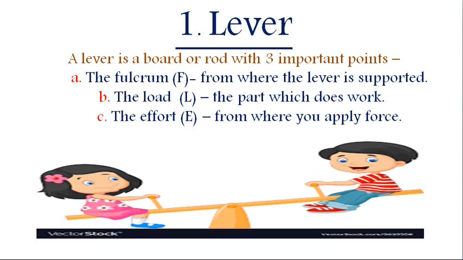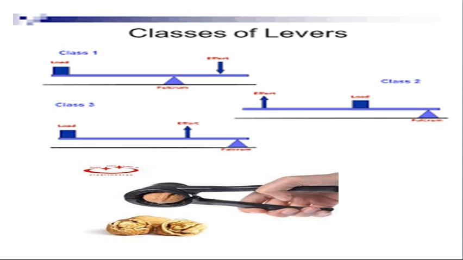There are 3 classes of lever. In each class, the order of the 3 points changes. That is, the order of fulcrum, load and effort changes. Here you can see the triangle is the fulcrum, the arrow which you are seeing is the load, and the box you are seeing is the effort.